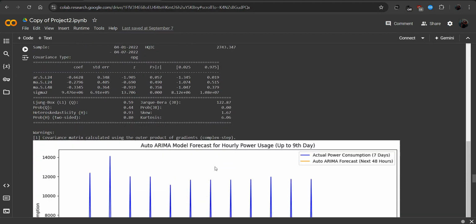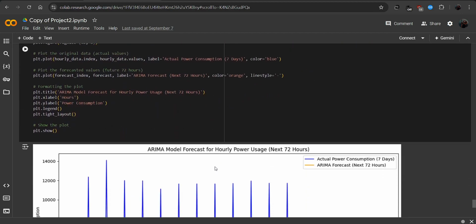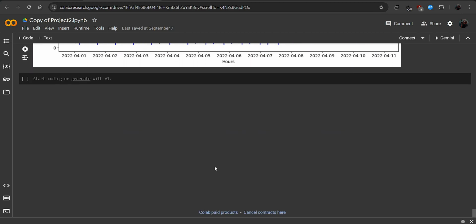Now, in conclusion, this project provides a full cycle from data preprocessing and visualization to time series forecasting. The insights derived from this analysis, particularly through visualizations and the S-ARIMA model, are crucial for optimizing energy consumption and future planning.